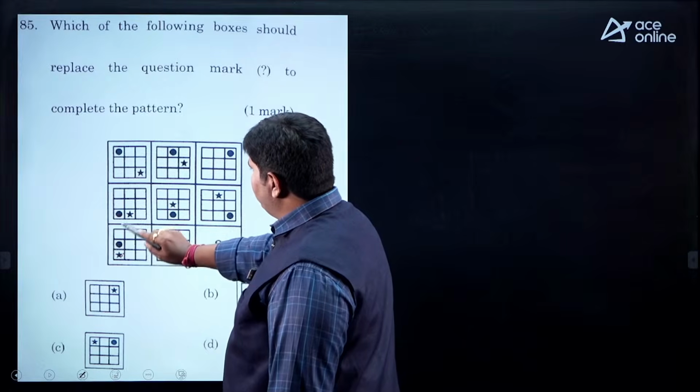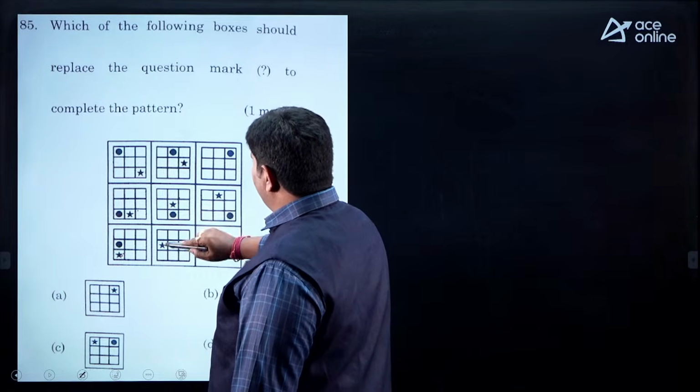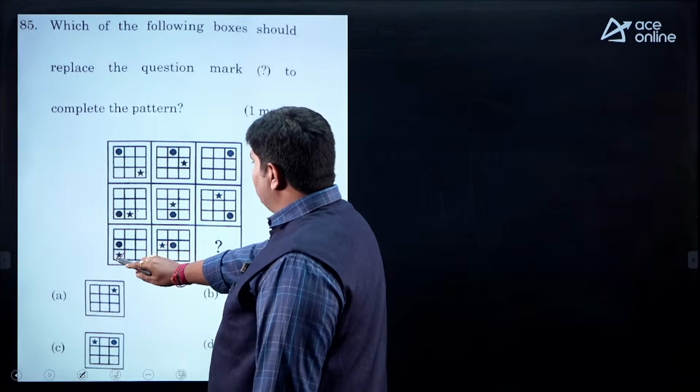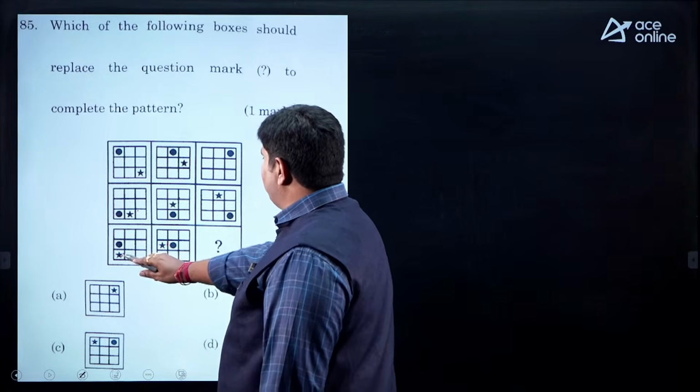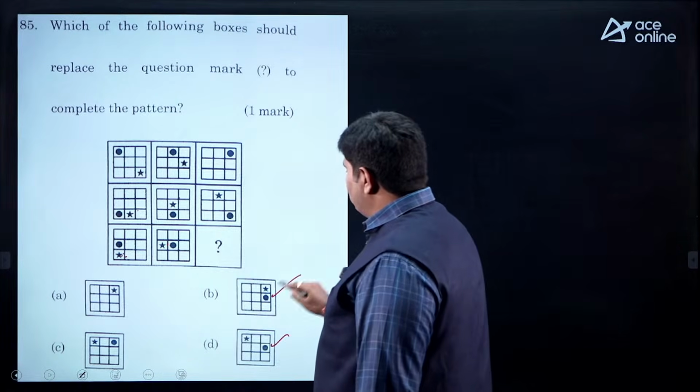Observe 1, 2. Next 1, 2. Observe the star place also. 1, 2, next step 3. So B is the right answer.